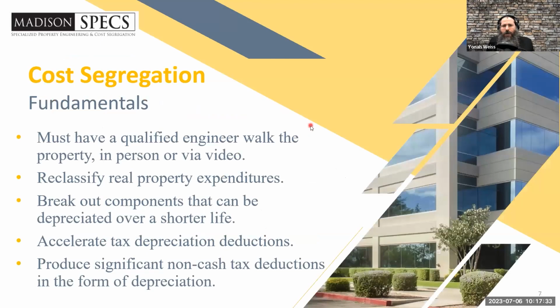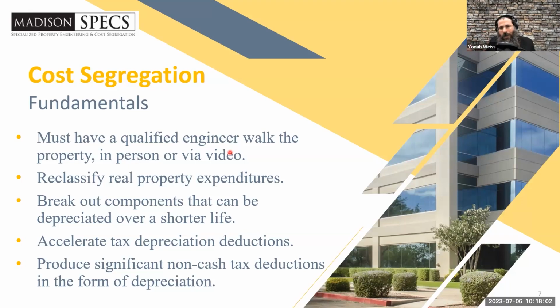So fundamentals, how does this actually work? It's an engineering process. The IRS has required engineers to actually take accounting of the property. So it's either through an in-person or a video of the property that they're going to analyze every component of the property and then reclassify those different components to these faster depreciation lives. Once we do that, we create a new depreciation schedule, essentially a new form that shows you how much you can deduct every single year.